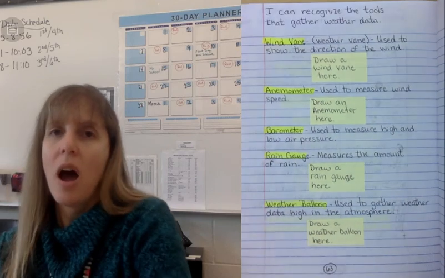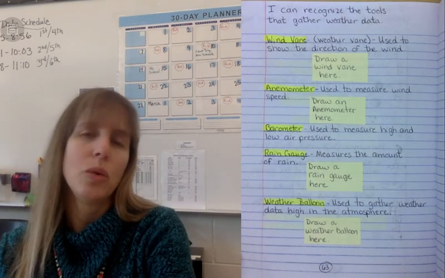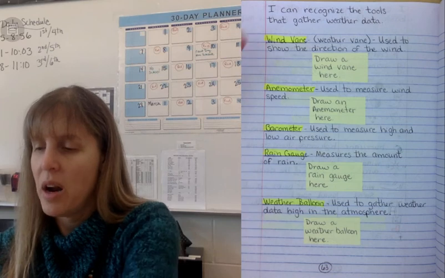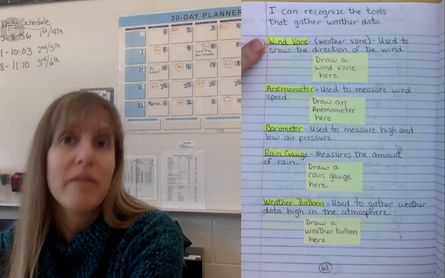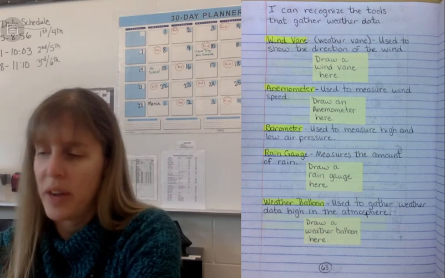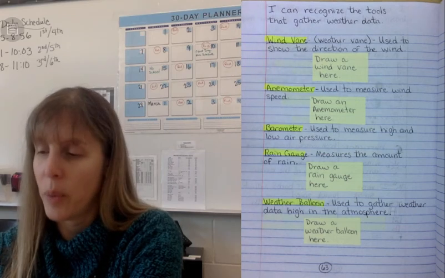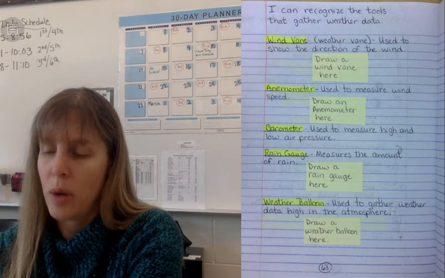Okay. This one is, I can recognize the tools that gather weather data. Our first term is wind vane. Say it with me. Wind vane. This is also called a weather vane. It's used to show the direction of the wind. And I'm going to ask you to draw a wind vane there.